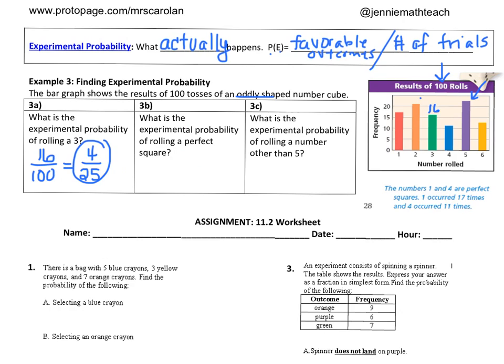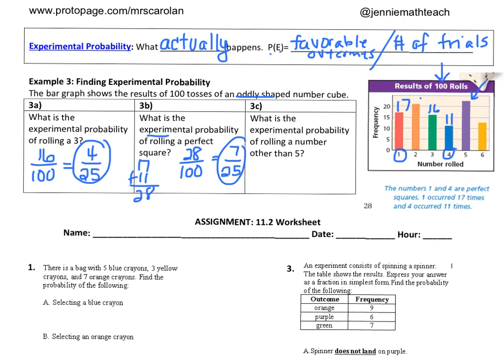Always put your answer in the lowest form. Next, according to this graph, the experimental probability that they rolled a perfect square. Well, the numbers 1 and 4 are perfect squares because when you square root them, you do not get a decimal. It landed on 1 17 times, and it landed on 4 11 times. So all together, that would be 28 times it landed on a perfect square out of the 100 rolls, and that reduces to 7 over 25.